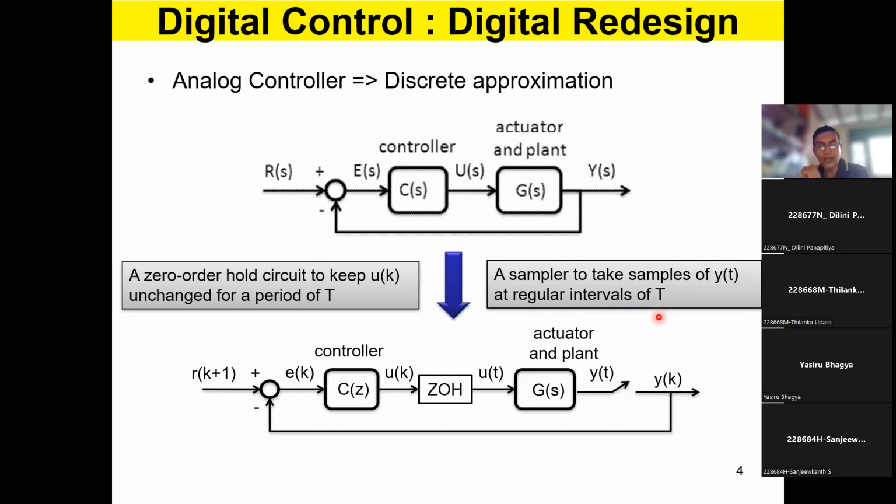Every capital T, capital T is the sampling interval here. So the sampler will get you a sample of the response every time T. Okay, and that is what is going to be fed in here with the reference signal. You can see here R_{k+1}, which means the new reference. What is the reference now?